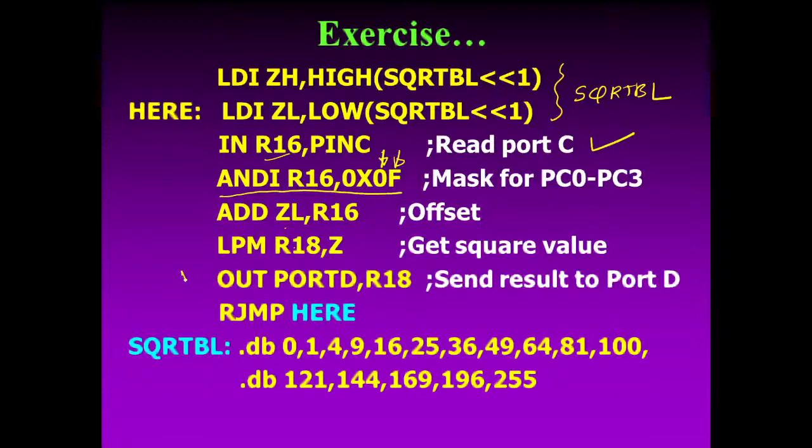So basically we are displaying the square value on port D. And then again we will read port C continuously. So continuously this program will read port C, compute the square of that number, and display the square of that number on port D.